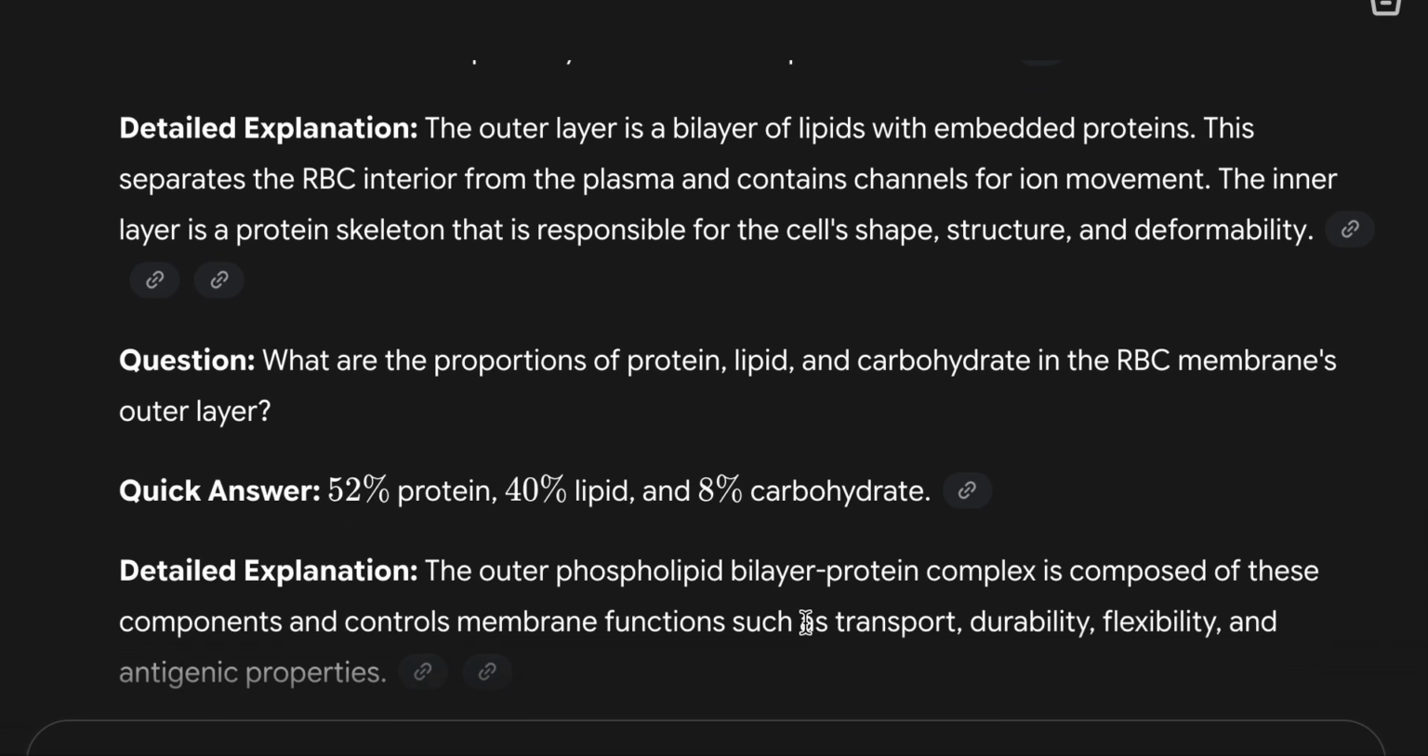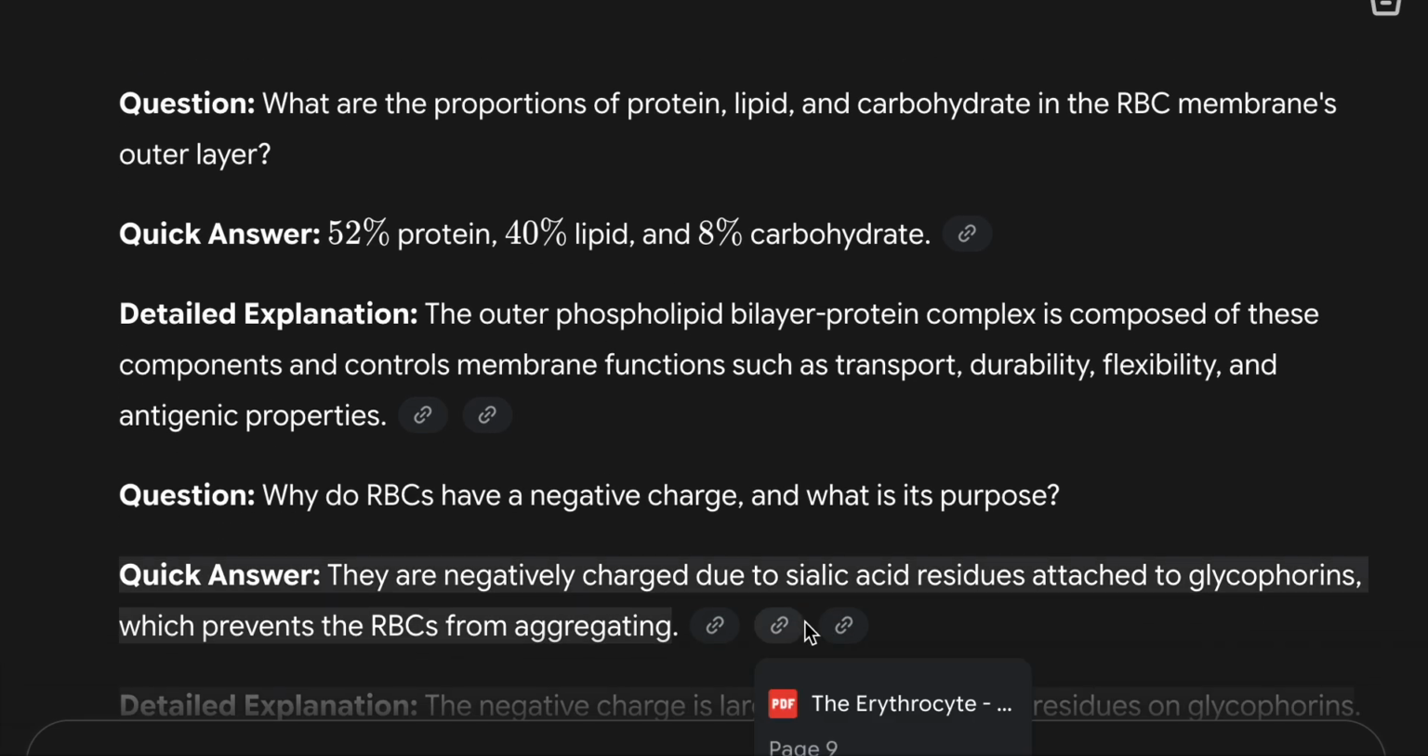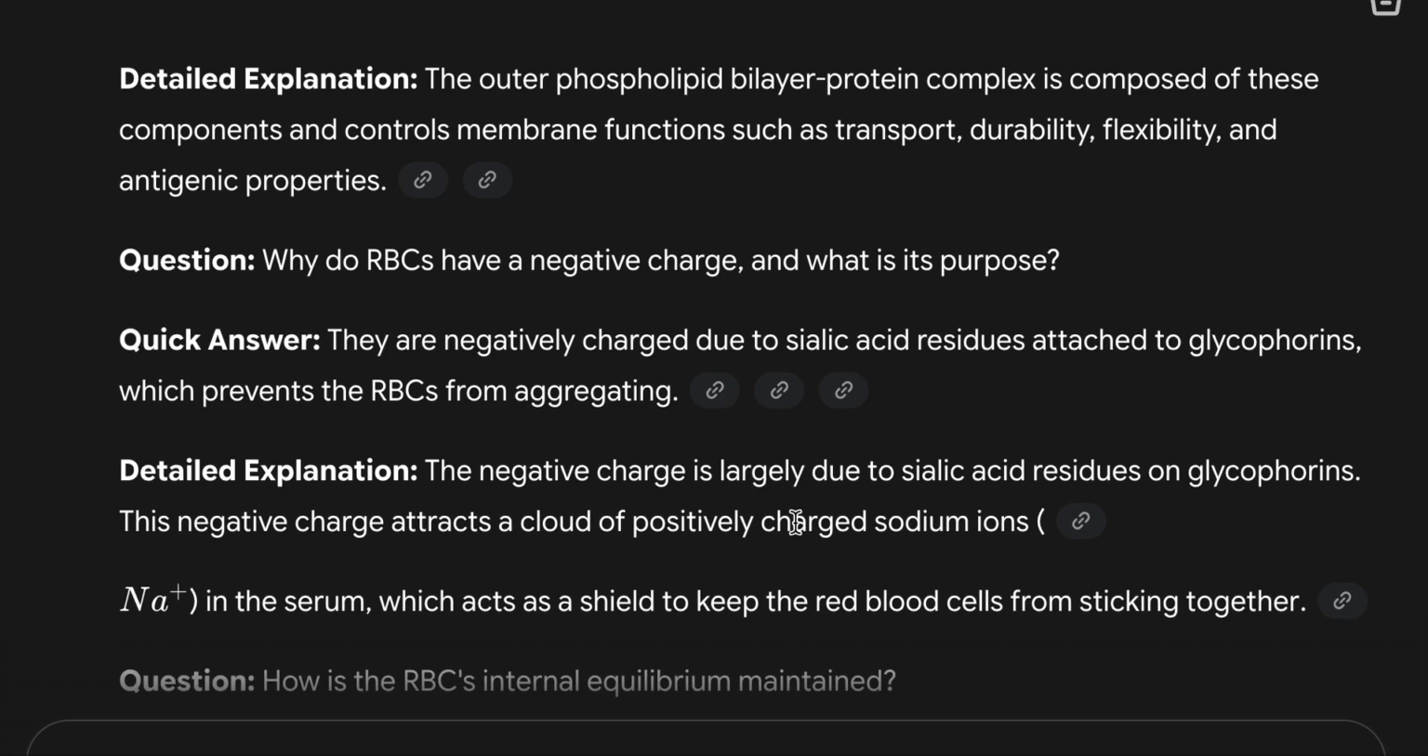What are the proportions of protein, lipid, and carbohydrate in the red blood cell membrane's outer layer? So I'm looking for percentages here of protein, lipid, and carbohydrate. 52% protein, 40% lipid, and 8% carbohydrate. The outer phospholipid bilayer protein complex is composed of these components and controls membrane functions such as transport, durability, flexibility, and antigenic properties. Why do red blood cells have a negative charge, and what is its purpose?